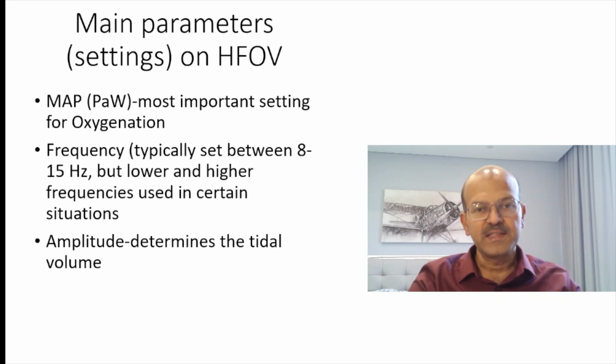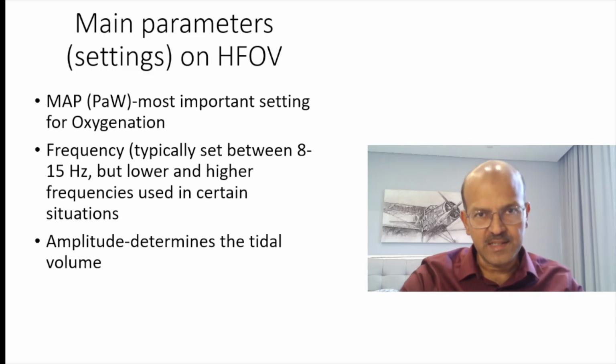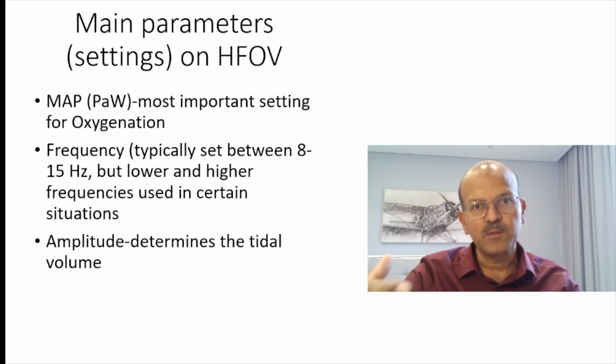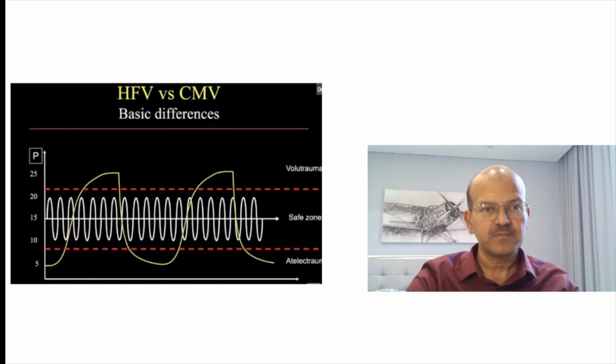The frequency is typically set between 8 to 15 hertz. The bigger the baby, the lower the frequency you set. The smaller the baby, the higher the frequency you go to. But obviously it also depends on the disease condition, which we will be reviewing in detail. Amplitude determines the tidal volume. So if it is volume guarantee, the amplitude is adjusted automatically by the ventilator within the range that you provide.